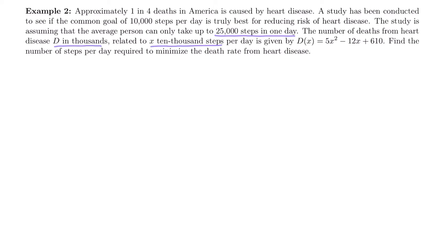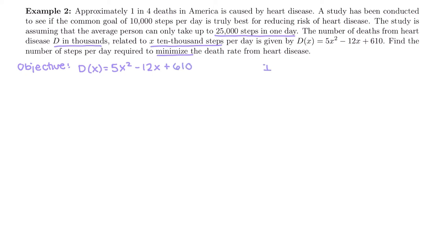And D of X is 5x squared minus 12x plus 610. Find the number of steps required to minimize the death rate. We want to make it as small as possible. We're going to find the absolute min. So our objective function that we're trying to minimize is this D of X. This is what we're going to take the derivative of, find any critical numbers for, and then we want to place them on our interval of interest.